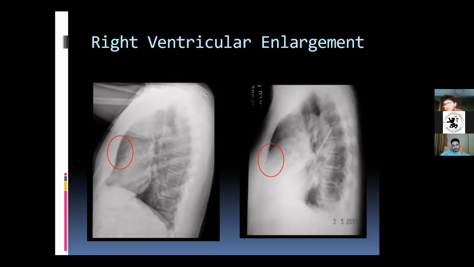Oh, yeah. No, of course. Yeah, absolutely. So any kind of pulmonary hypertension, any kind of pulmonary congestion, all these can ultimately result in right heart failure and thereby right ventricular enlargement as well. So essentially cause cor pulmonale.